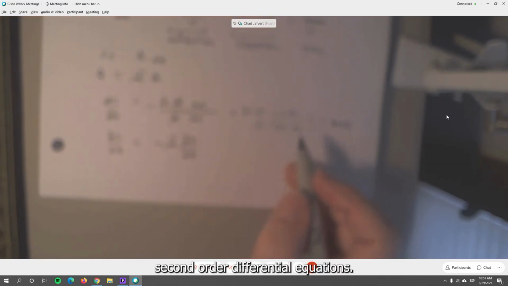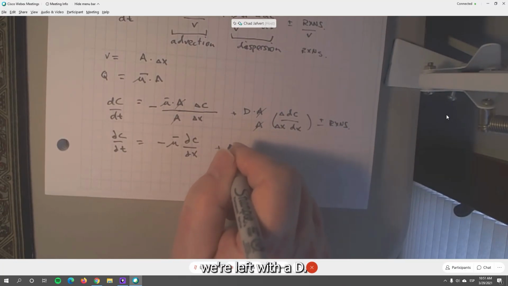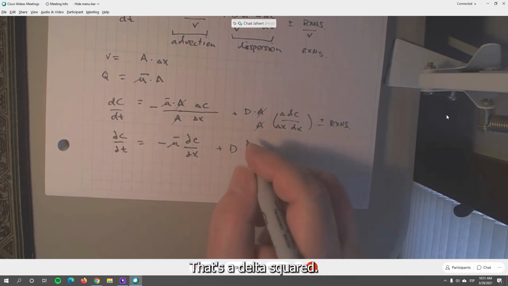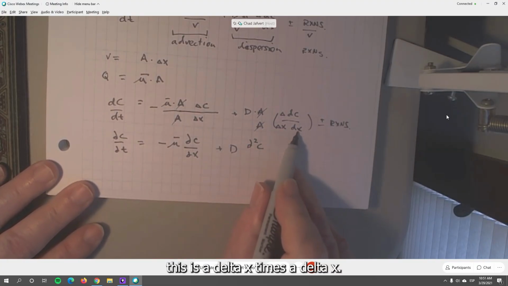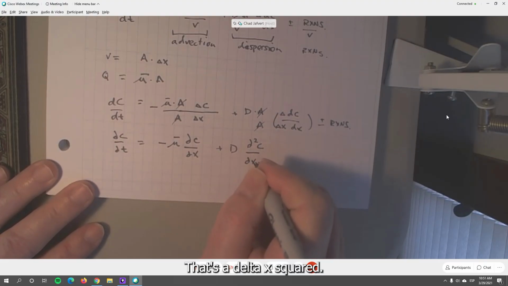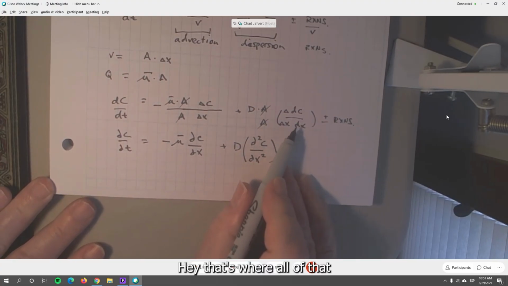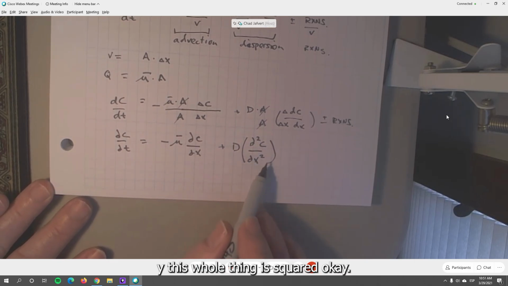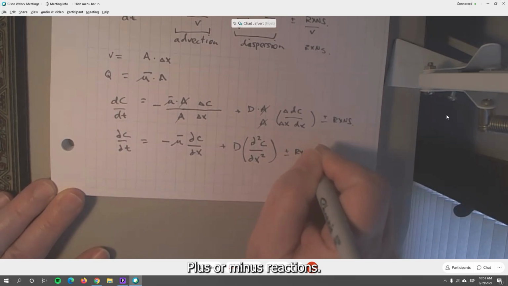You often wonder why they write these second order differential equations the way they do. The A's and the A's cancel. We're left with a D. This is a delta delta. That's delta squared, times C. This is a delta x times a delta x. That's a delta x squared. Hey, that's where the why you put the square on the delta here, why this whole thing is squared, okay? Plus or minus reactions.